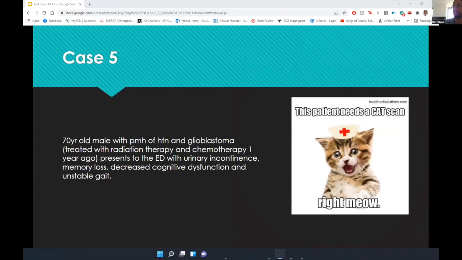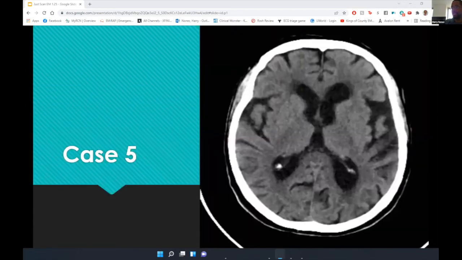All right, case 5. You have a 70-year-old male, past medical history of hypertension, glioblastoma. He was treated with radiation therapy and chemotherapy 1 year ago. He presents to the ED with urinary incontinence, memory loss, decreased cognitive dysfunction, and unstable gait. So I think this patient also deserves a CAT scan. So let's see it. So what do you see?